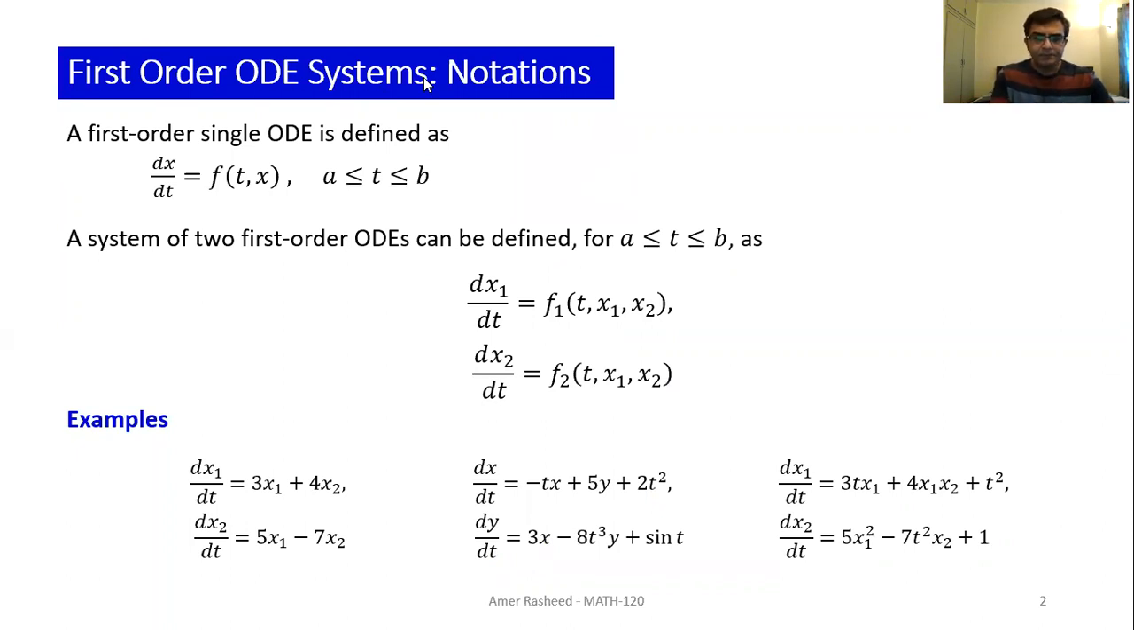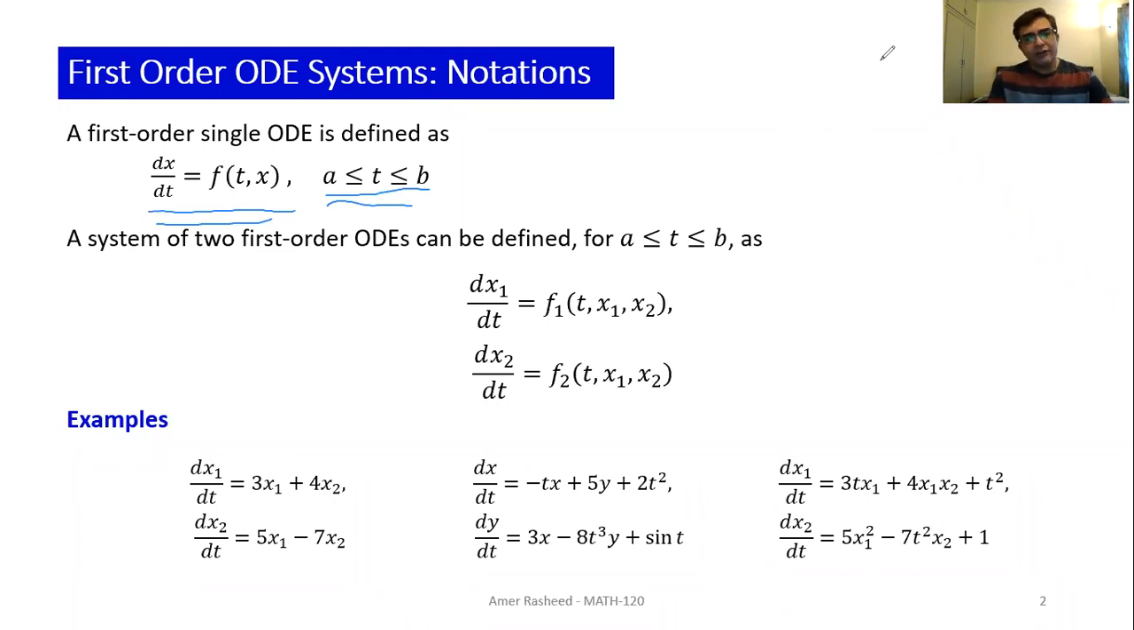You can see on this slide we have a single first order differential equation, given by dx by dt equals f of t, x, where f of t, x is any function of the independent variable t and x, and the domain of this differential equation is t from a to b. I hope you know it.